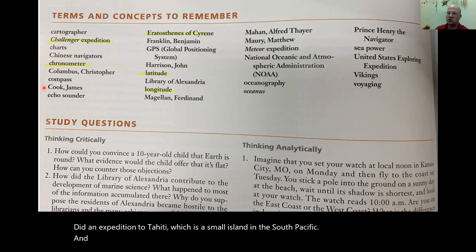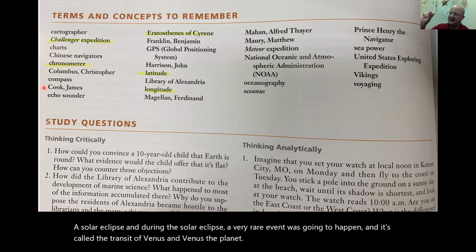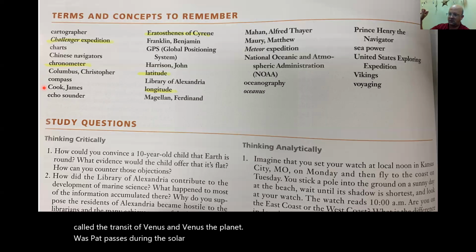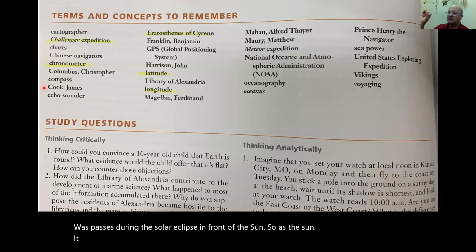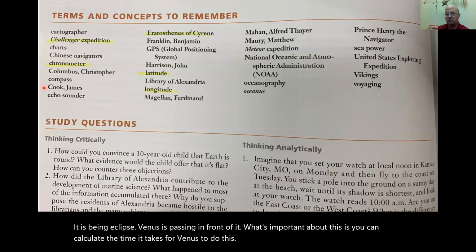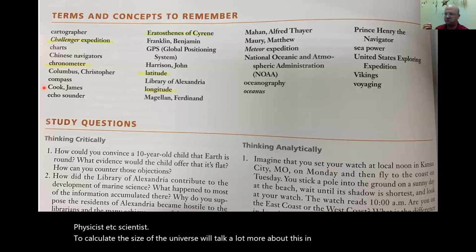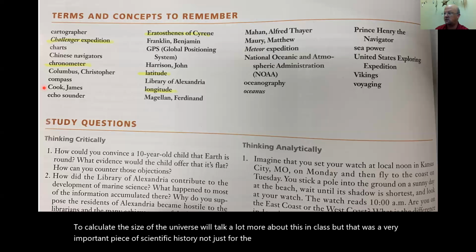And the purpose of it was to watch a solar eclipse. And during the solar eclipse, a very rare event was going to happen, and it's called the transit of Venus. Venus, the planet, passes in front of the sun during the solar eclipse. So as the sun is being eclipsed, Venus is passing in front of it. What's important about this is you can calculate the time it takes for Venus to do this. This allowed physicists, scientists, to calculate the size of the universe. We'll talk a lot more about this in class, but that was a very important piece of scientific history, not just for the ocean, but for all of science.